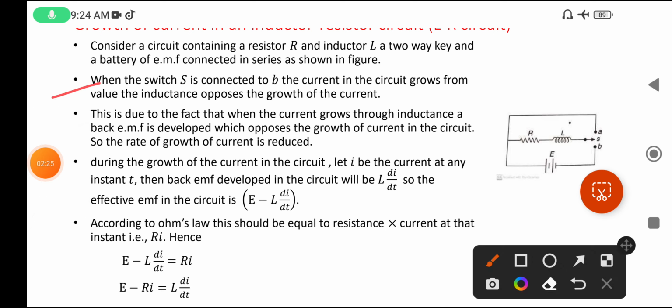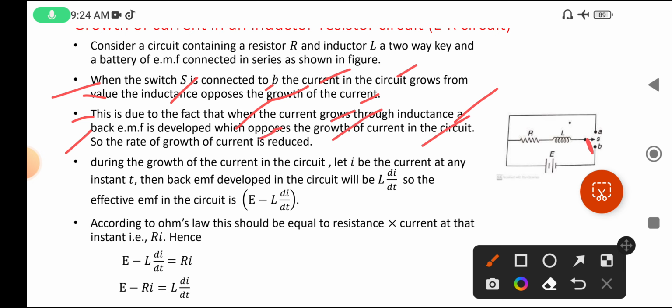When switch S is connected to B, like this, the current in the circuit grows from a certain value. That means the inductance opposes the growth of current, right? So when the current is increasing, the inductance's main work is to oppose the increase. According to Lenz's law, this is due to the fact that when the current grows through the inductance, a back EMF is developed which opposes the growth of current in the circuit.